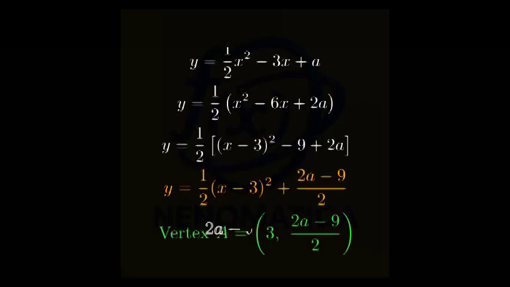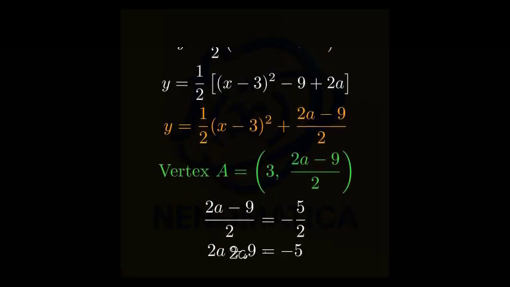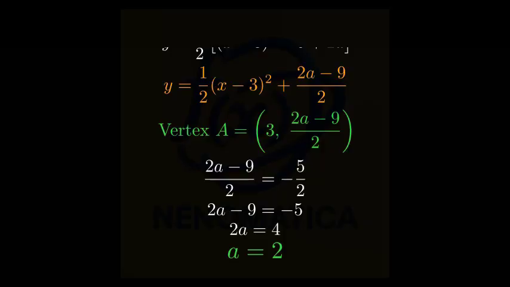Since the vertex lies on the line y equals -5/2, we set the vertex y equal to -5/2. Solve. (2a minus 9)/2 equals -5/2. That gives 2a minus 9 equals -5. So 2a equals 4. Therefore a equals 2.